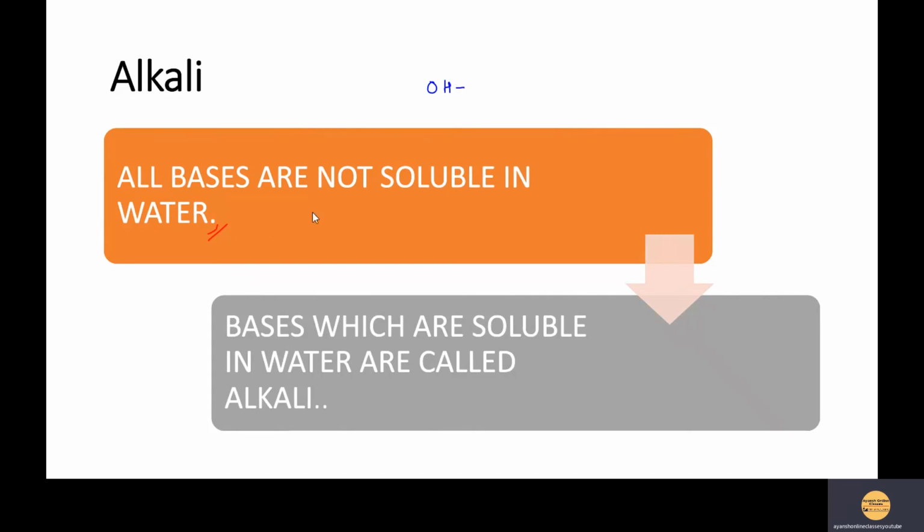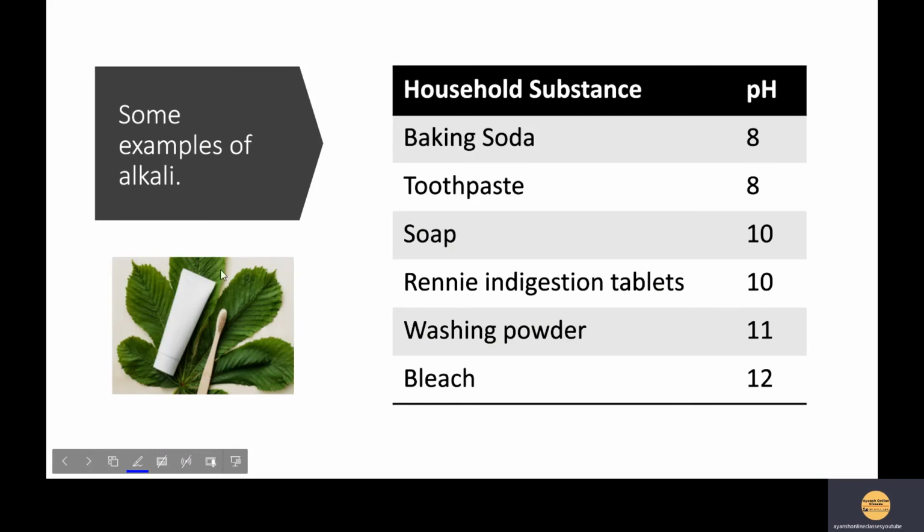As mentioned here, all bases are not soluble in water, and the bases which are soluble in water are called alkalis, or alkali bases. So that is the major difference. Then let's take some examples of the alkali bases. Again, as I said, we are going to relate acids, bases and salts with the things which are exactly present in our houses. So let's start with it.